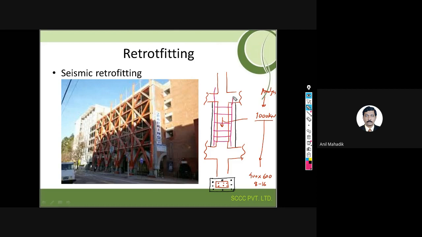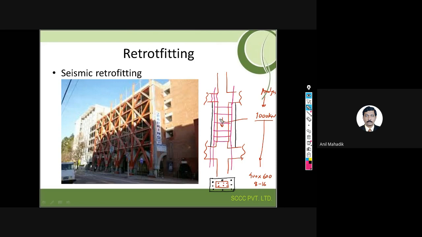This can pass through this also. We drill here, actually we create an opening here for that. And it depends where you want the strengthening. If you want, it can go even below also. So this is nothing but strengthening for gravity loads.